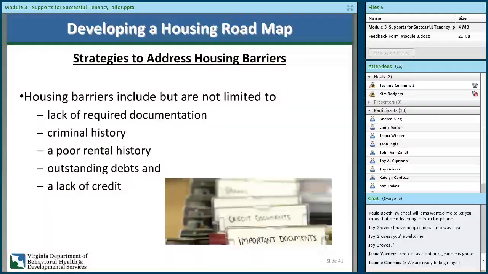All right, so we are back and we're still developing our housing roadmap, and we're on the last component of the roadmap, and that's developing a plan to address housing barriers. Housing barriers are circumstances that prevent individuals from accessing rent assistance and rental housing. Barriers can include, but are not limited to, lack of required documentation, criminal history, a poor rental history, outstanding debts, and a lack of credit. Let's look at strategies to address each of these areas.